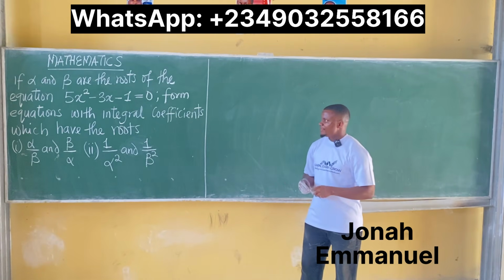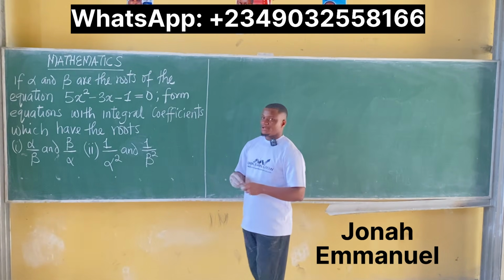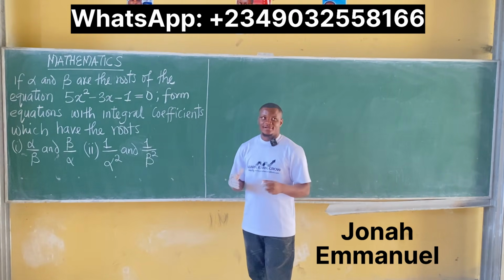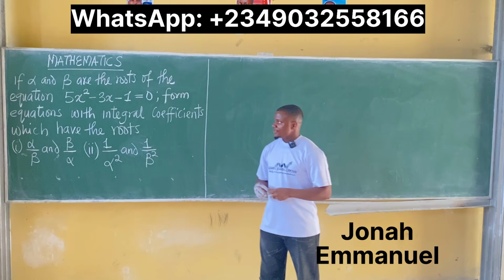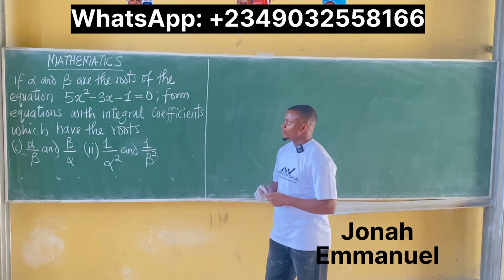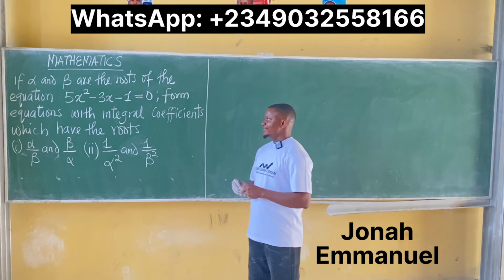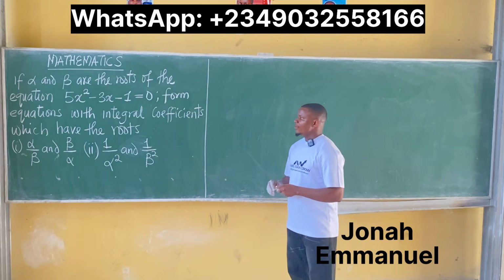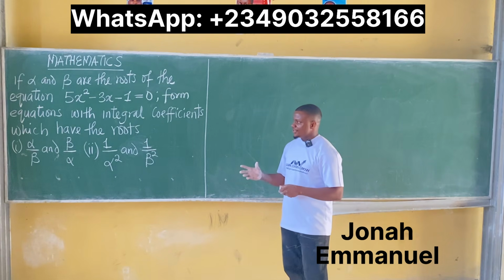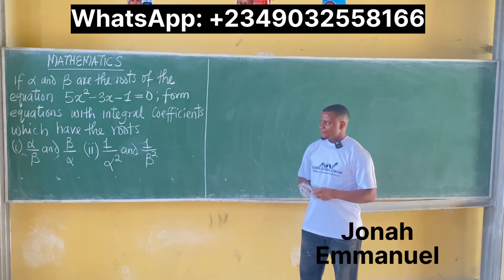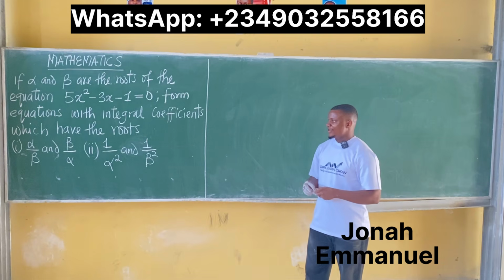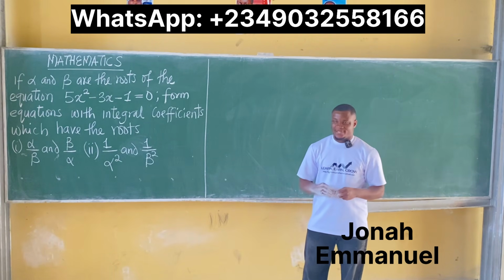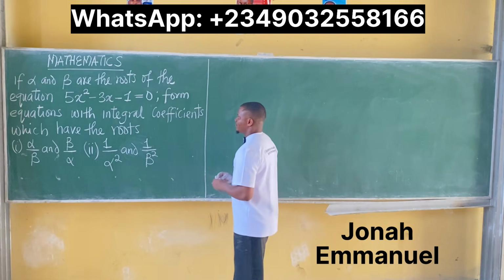Let's look at this mathematics question on the concept of alpha beta symmetrical functions of a quadratic equation. The question says if alpha and beta are the roots of the equation 5x squared minus 3x minus 1 equal to 0, form equations with integral coefficients which have the roots: i, alpha over beta and beta over alpha; ii, 1 over alpha squared and 1 over beta squared. So how do we solve this question?